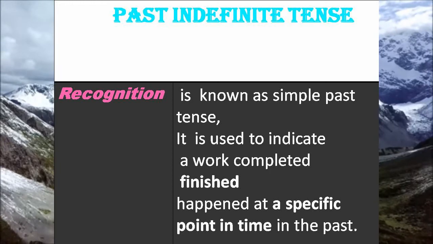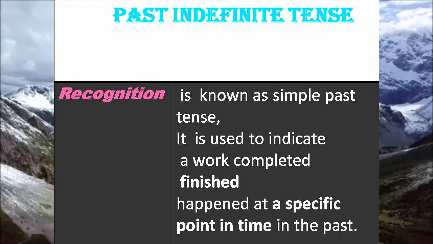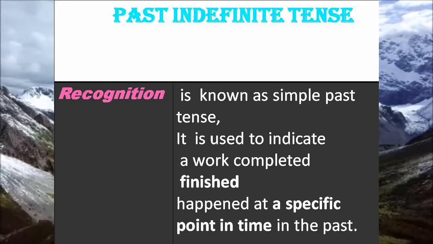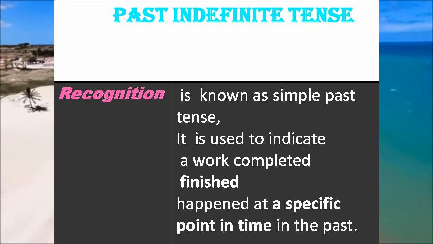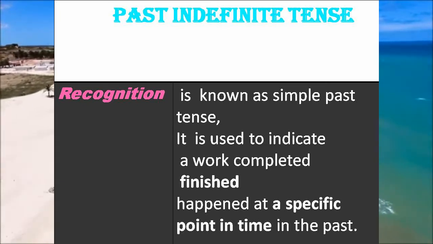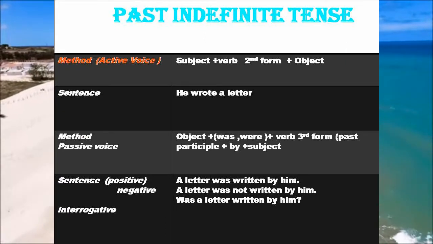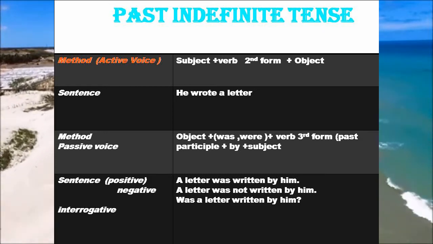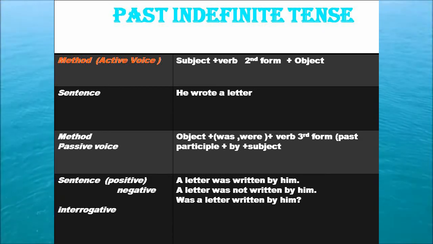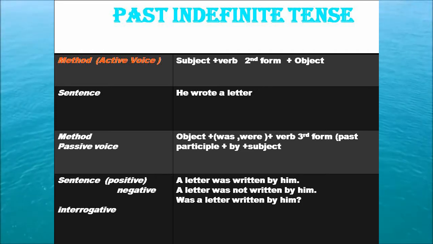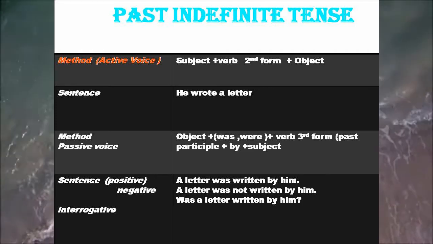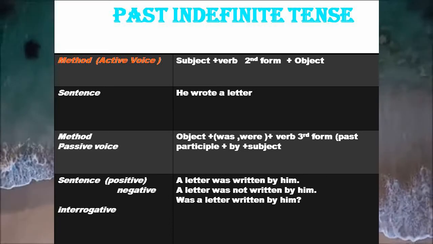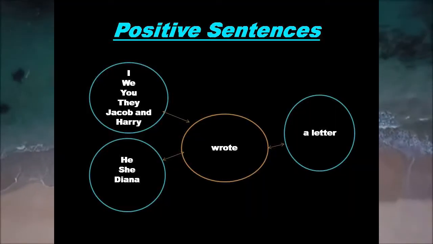Past indefinite tense is also known as simple past tense. It is used to indicate a work completed, finished, happened at a specific point in time in the past. Method, active voice: subject plus verb second form plus object. Sentence: he wrote a letter. Method, passive voice: object plus was, were plus verb third form, past participle, plus by plus subject. Active voice: he wrote a letter. Passive voice: a letter was written by him.